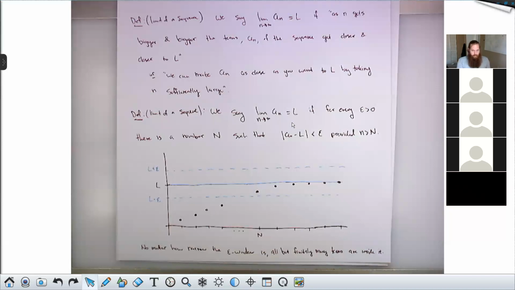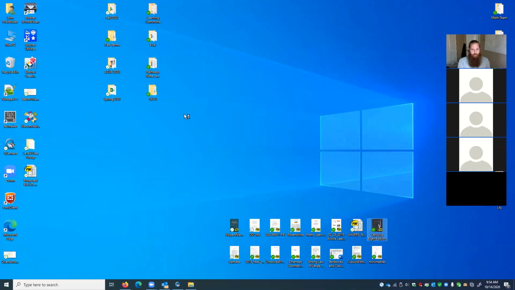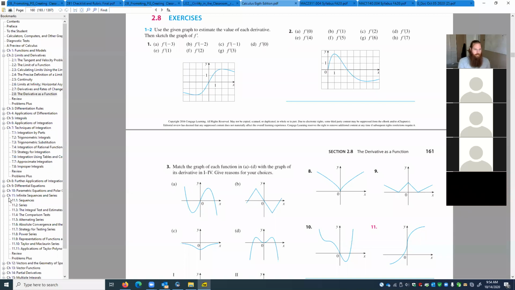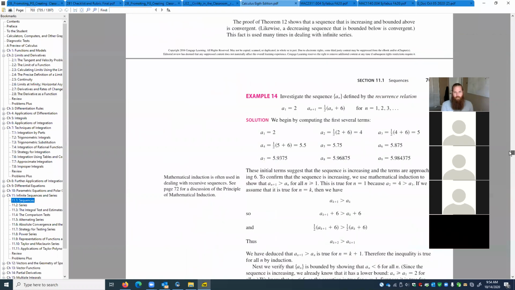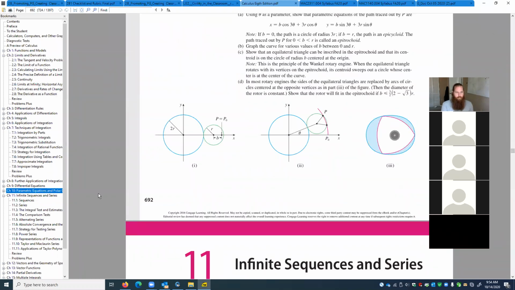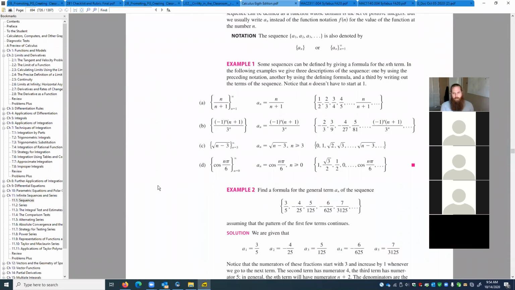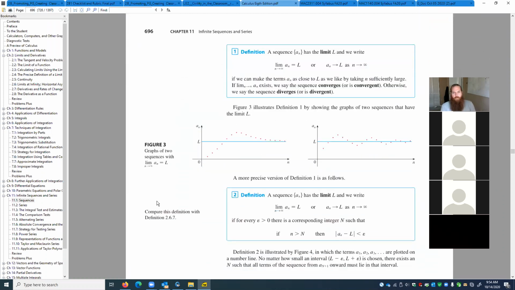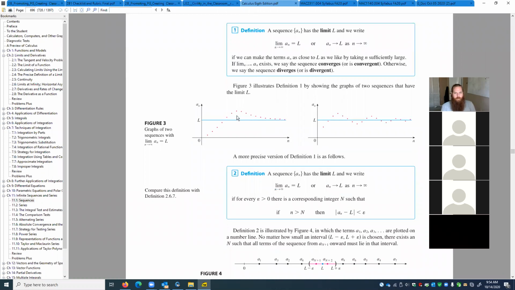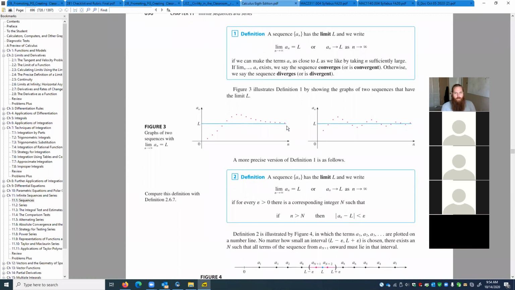The textbook has some pictures that are pretty good. I can pop those up for you for just a second. Let's see here. Come here, it's going a little too fast. Right, so here's some pictures of a sequence converging to L. And the idea is that no matter how tight I were to draw a little window around L, only finitely many terms of the sequence are outside of it.